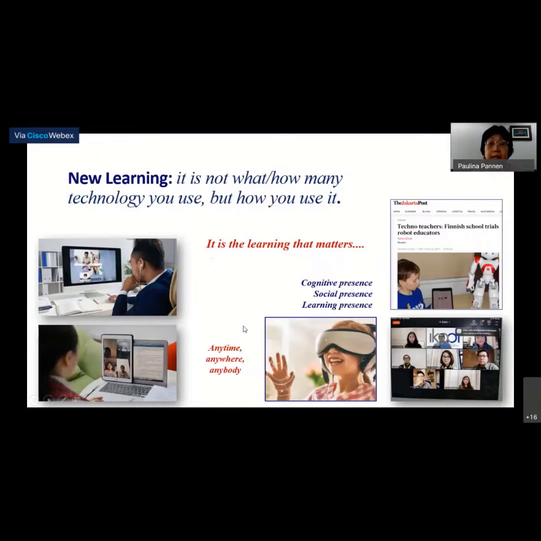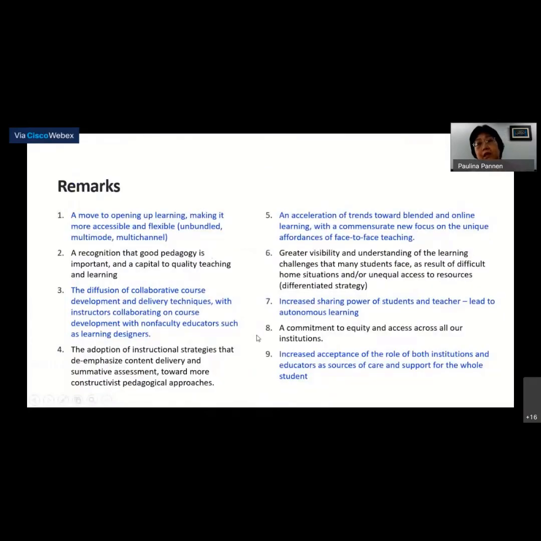Rene said that the student can just study anytime, anywhere, and with anybody collaborating. So once again, it is the learning that matters, not the technology. And with that, I come to nine points of remark.